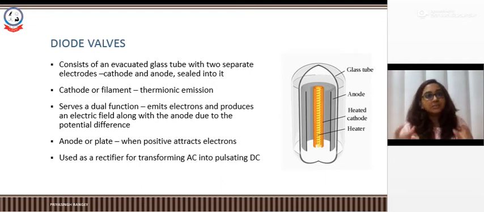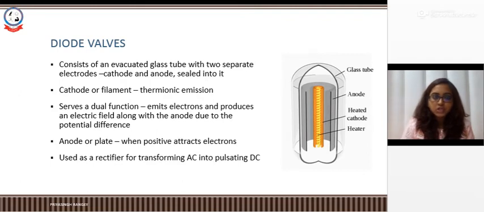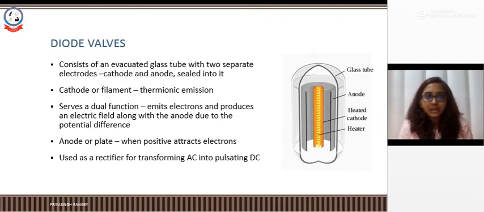So what is going to happen? There is going to be a potential difference between the two ends of the diode valve, and because of this potential difference, there is going to be an electric field surrounding the cathode. The anode, or the plate electrode as it is also called, when it is positive, is going to attract the electrons. When it does not carry any charge, when it is neutral, it is not going to create any effect. So whenever the anode is positive and we are heating up the cathode, it is going to release certain electrons or ions due to the phenomenon of thermionic emission.